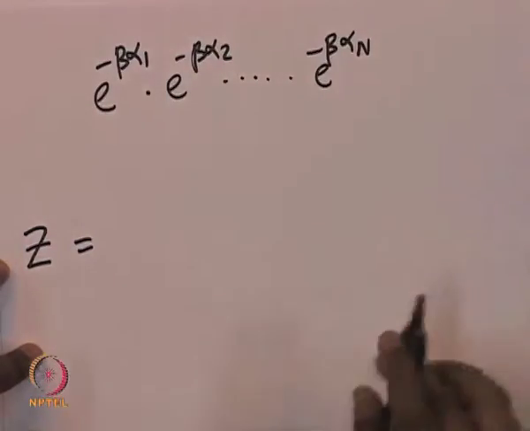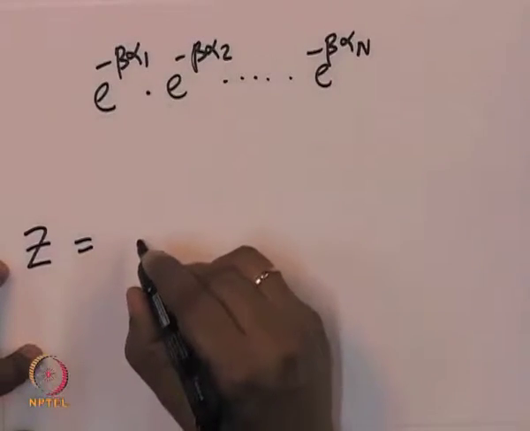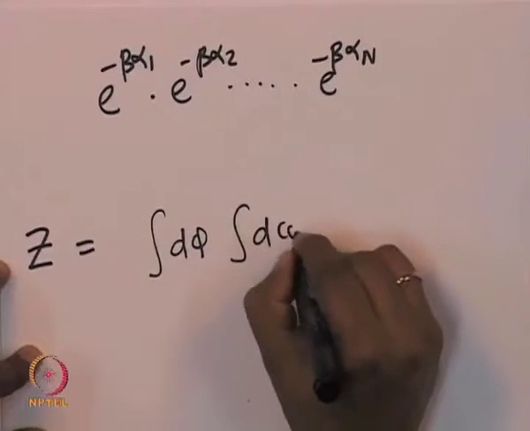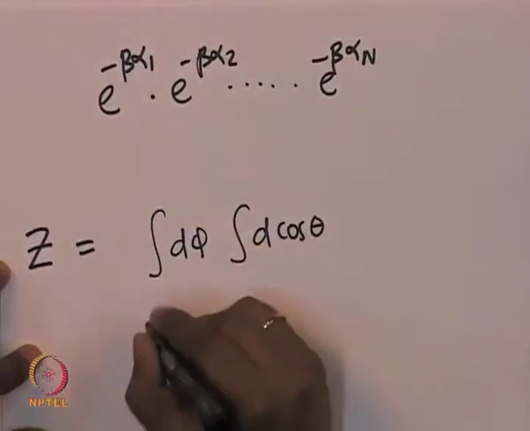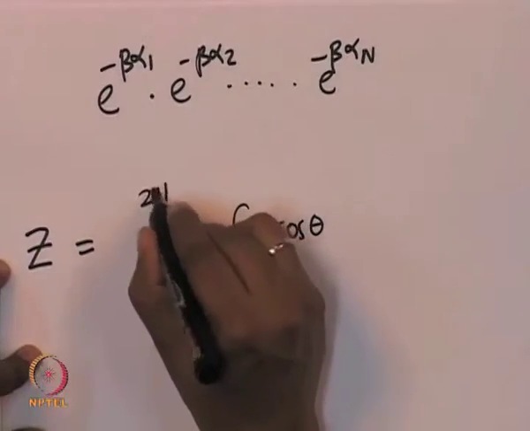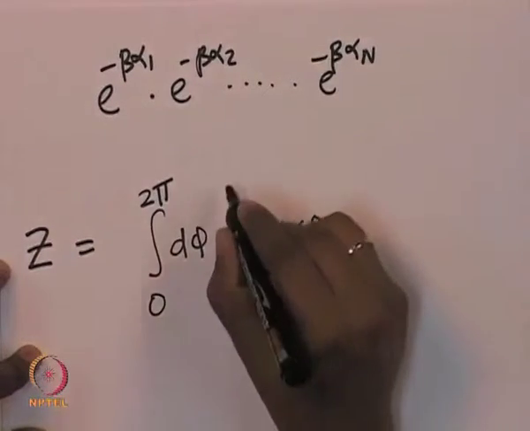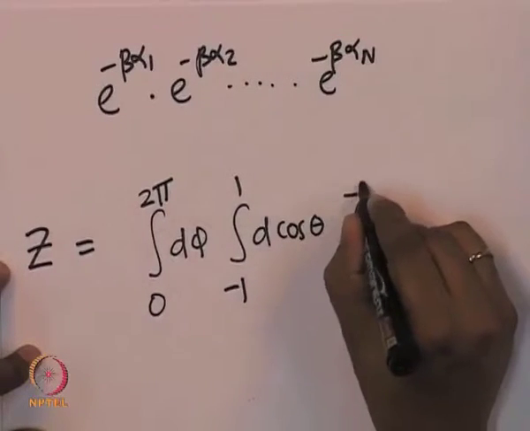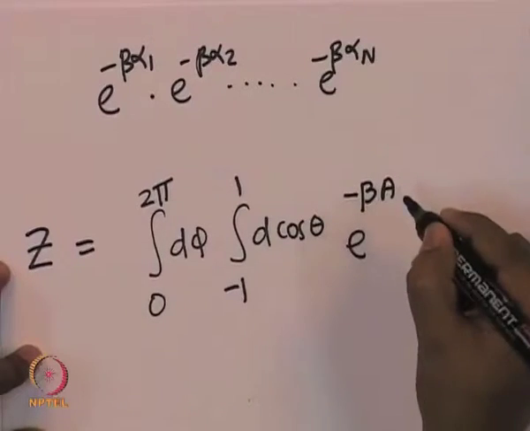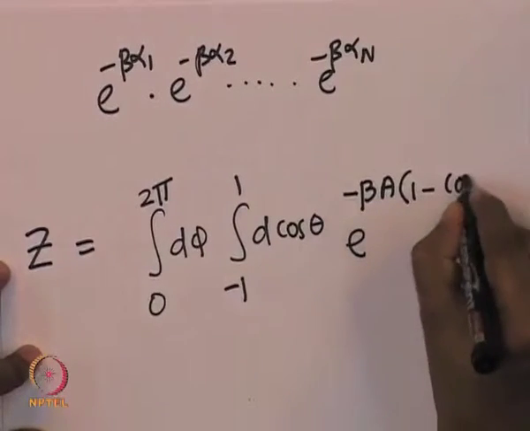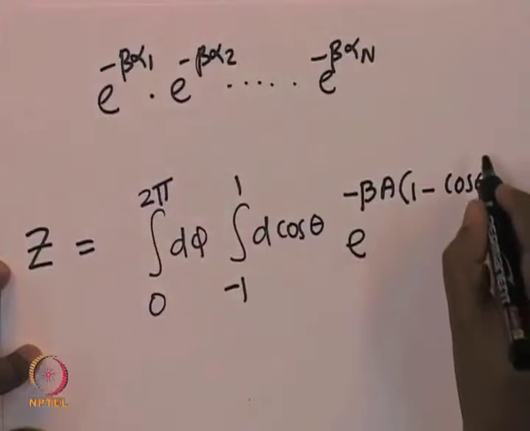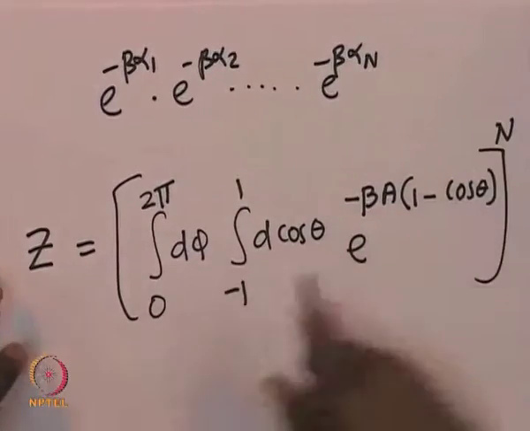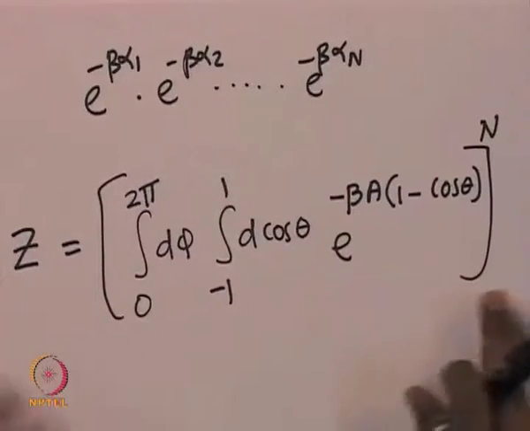So, it turns out that the partition function is essentially the integral d phi, with phi going from 0 to 2 pi, times the integral d cos theta, with limits minus 1 to plus 1, of e power minus beta a into 1 minus cos theta, whole power n. So, there are n such terms and a product of n such terms, and that will give you the partition function.